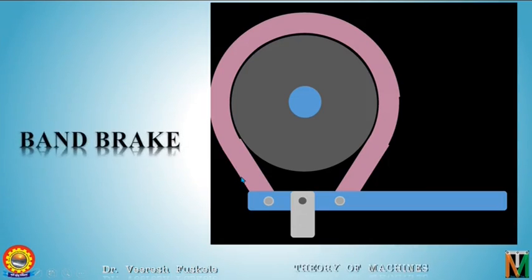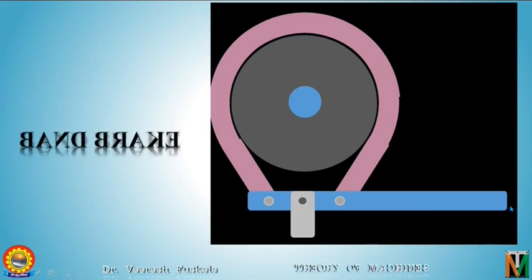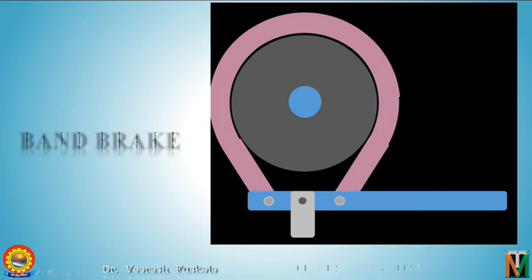Band brake. It consists of a rope, belt or flexible steel band which is lined with the frictional material. This band is pressed against the external surface of the cylindrical drum. This is the cylindrical drum. When the brake is applied, the force is applied at the free end of the lever. This is the free end of the lever. This is a simple band brake. Simple band brake will neither have a self-energizing property nor can it be self-locked.